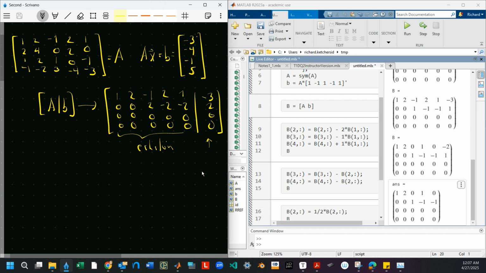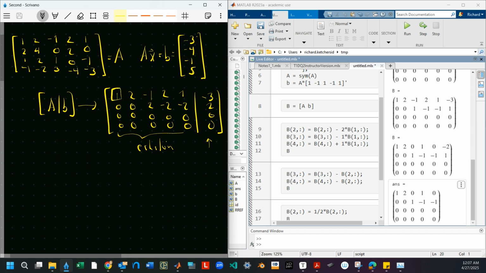I want to say here that we could go on. Instead of writing out the equations and using back substitution, everywhere where we have a pivot column, we could just get rid of everything except the pivot element.